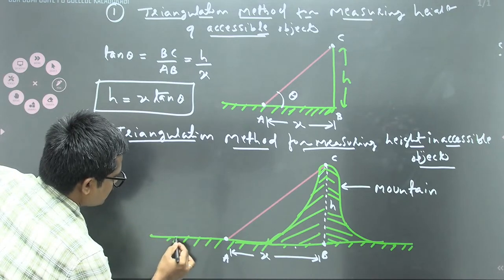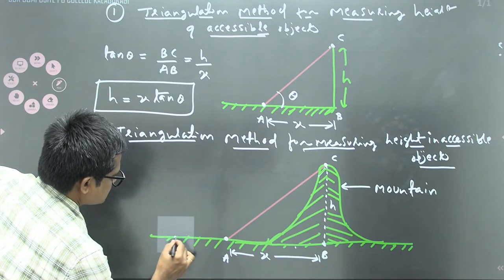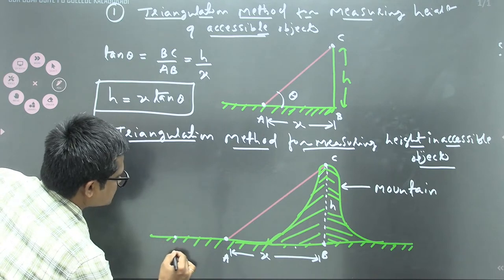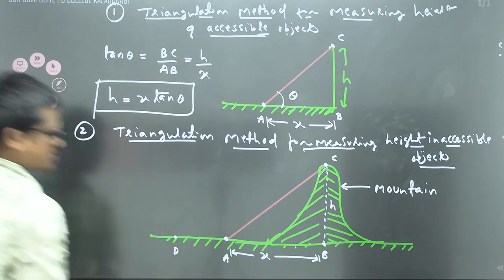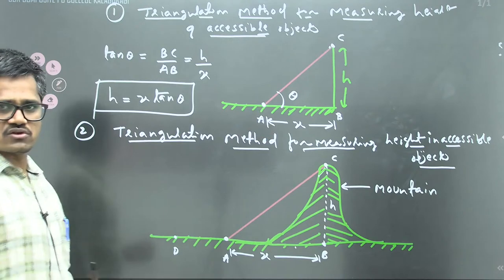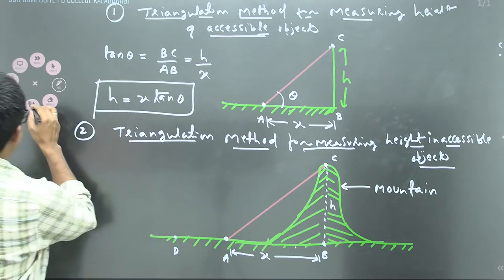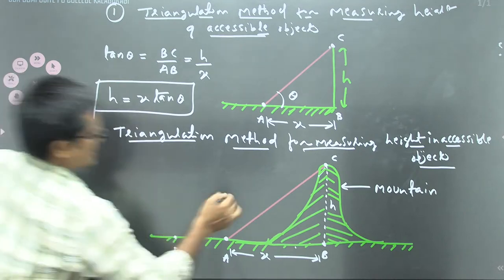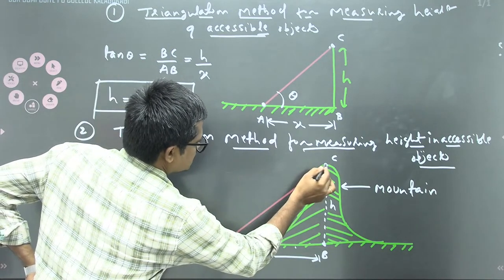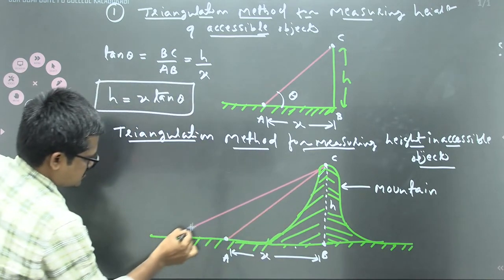Somewhere you come here. I'll come to one more point. Let us say it is D. From here, again, I'll observe. One thing, first, from here, again, you observe. Let me write here. Again, I'll observe the tip of the mountain. Again, the line of sight is this.